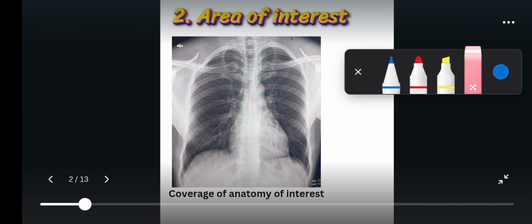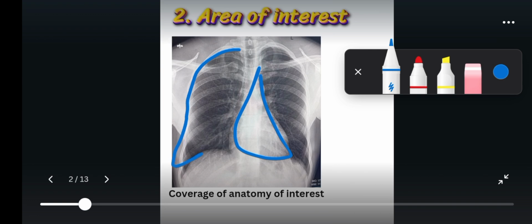Now we'll look at the second factor we'll consider. That is the area of interest. We'll try to be sure that the radiograph we want to look at to make a diagnosis covers all the expected area of interest. This is the heart. This is the rib cage. It has to contain the rib cage. Then this line here is the diaphragm.